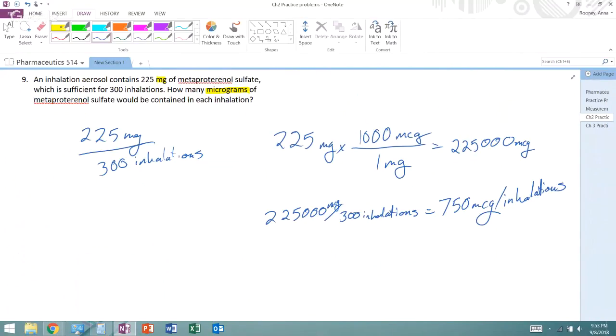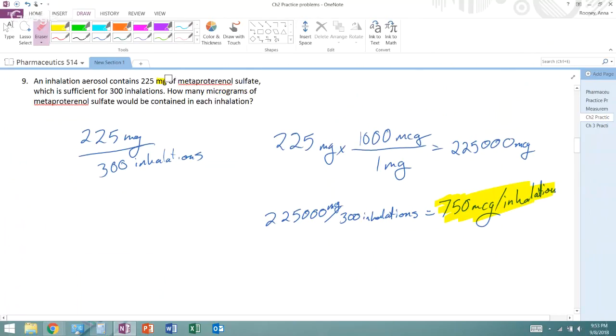So that is our, and it would be per inhalation, not inhalations. Oh, and then I don't want these highlighted.